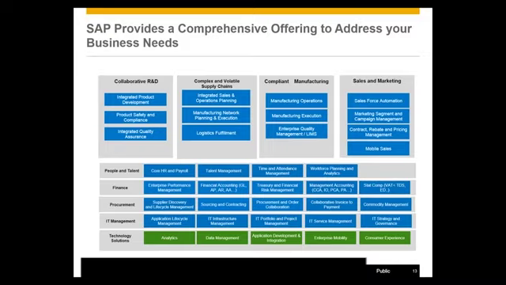If you look at the top bar, we talk about from collaborative research and development to a complex supply chain which has a lot of volatility, and compliant manufacturing and sales and marketing. So these are the business areas where we have solutions. These blue boxes are nothing but SAP solutions on those areas. And if you focus on the bottom layer, we have solutions from people to talent to finance to procurement to IT management, and we provide technology solutions.